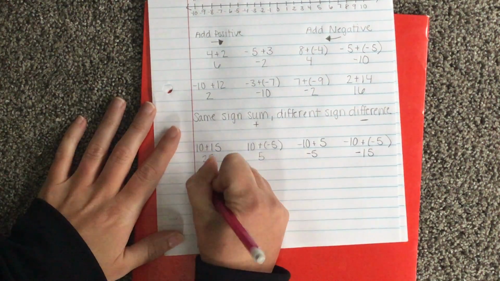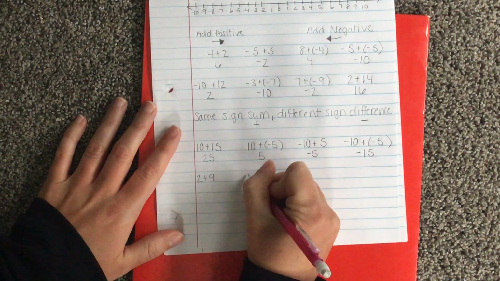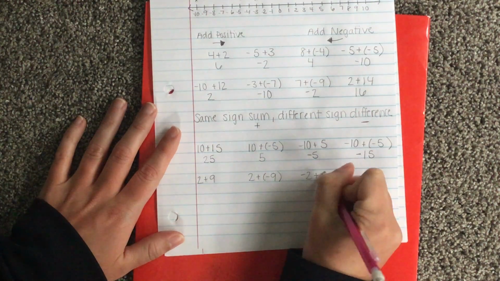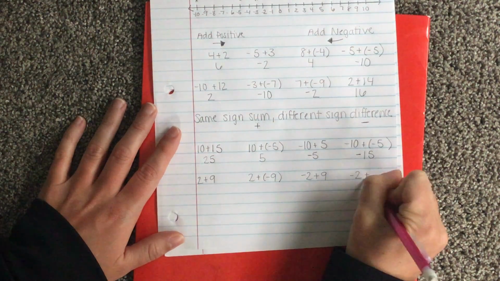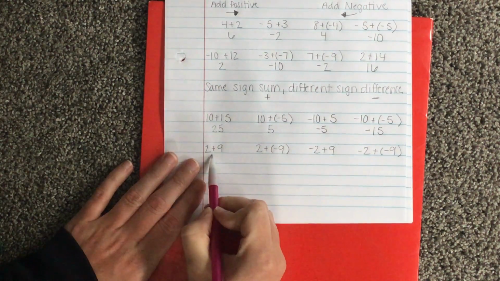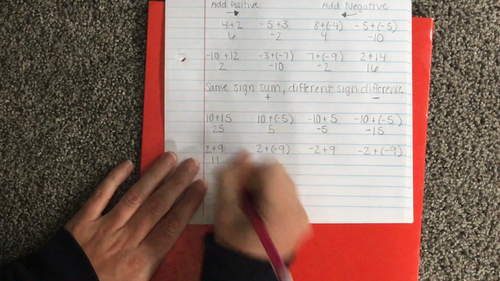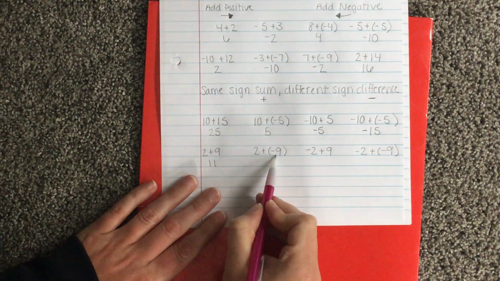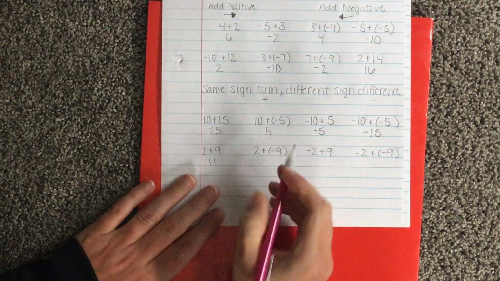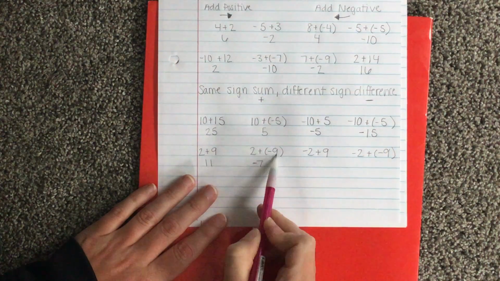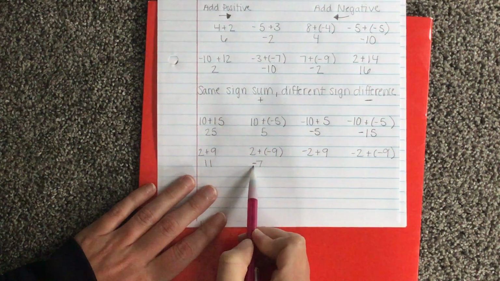I'd like you to try 2 plus 9, 2 plus a negative 9, negative 2 plus 9, and negative 2 plus a negative 9. Push pause and try that now. These have the same sign, sum. They're both positive, so my answer is positive. These have different signs, so I'm subtracting. The bigger number is negative, so my answer is negative. 9 is larger. It's negative, so my answer is negative.